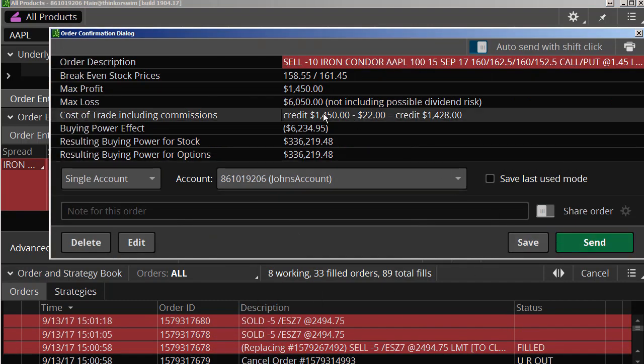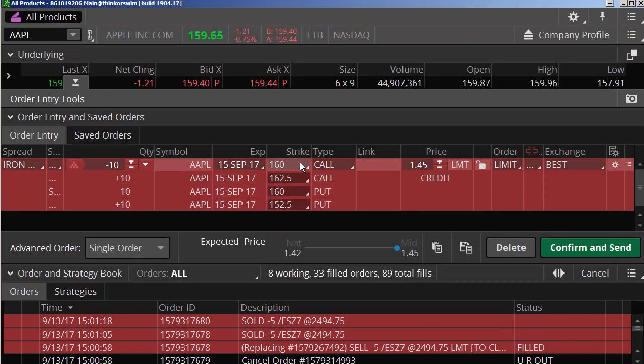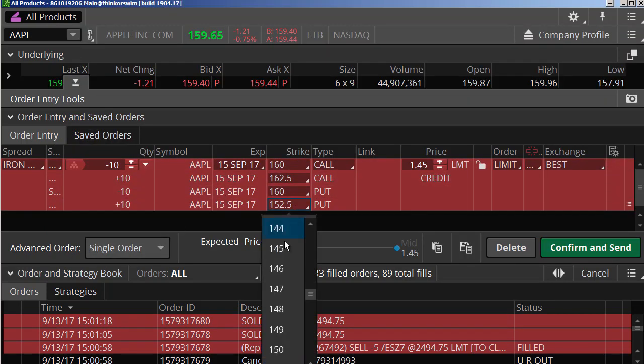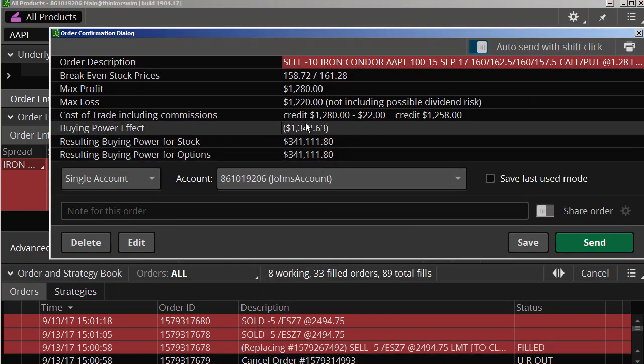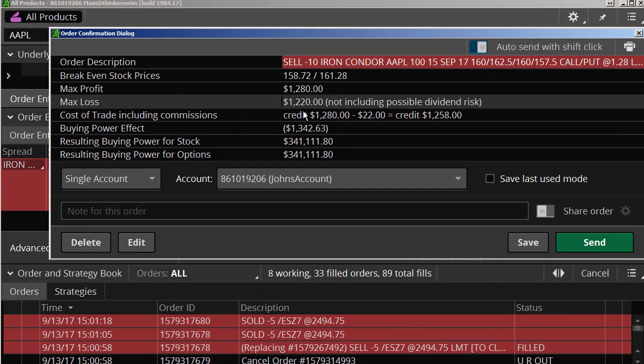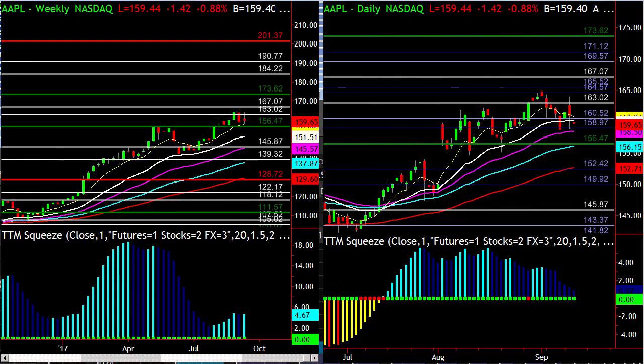Okay, and now that's not right. I don't know why it said that. So I did something wrong. Yes, wrong direction. So now I'm risking $1,200 to make $1,280. So with a simple click of the mouse, I changed the max potential risk-reward ratio from risking 2 to make 1 to risking 1 to make 1. So I do like this trade quite a bit, and I think it's an easy one to do and to manage into the end of the week.